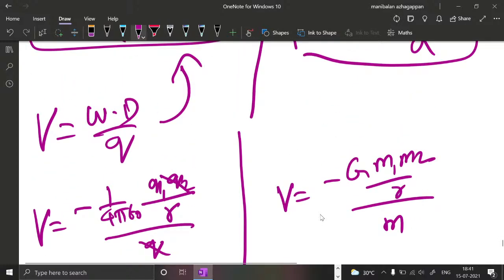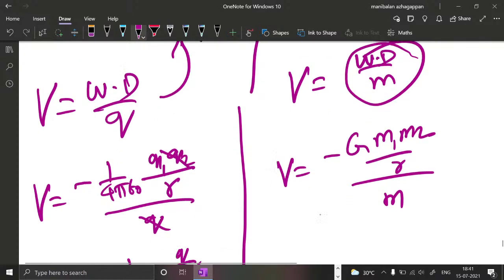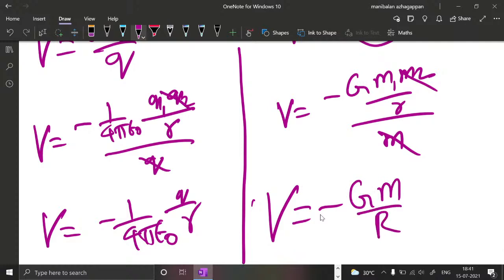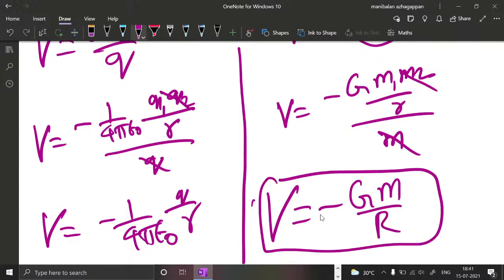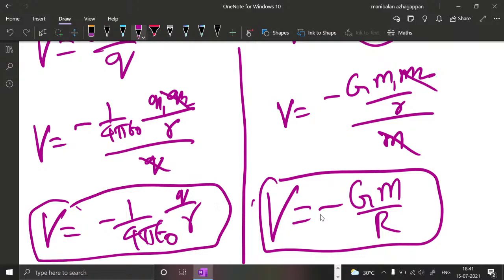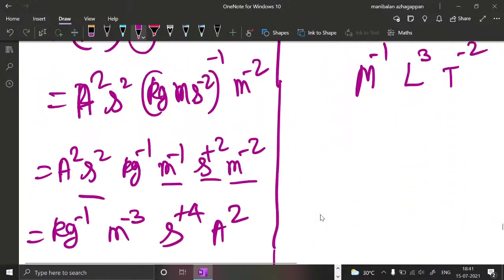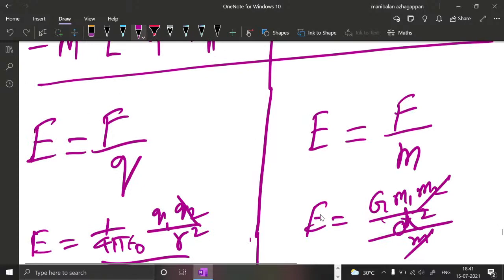I hope you understand. Gravitational potential V is work done per unit mass. Whatever we did with work done per charge, the same thing we have to do here with mass. Mass will get cancelled. So gravitational potential will be minus G times m divided by r. It's very simple logic. This is the main comparison between both the concepts and formulas.